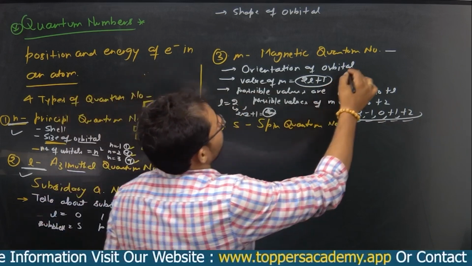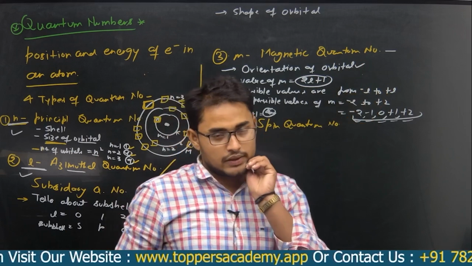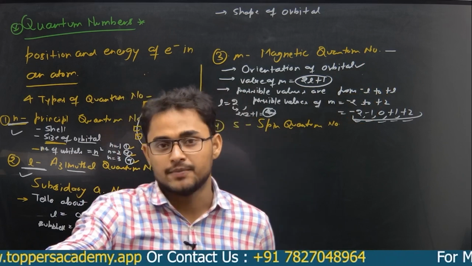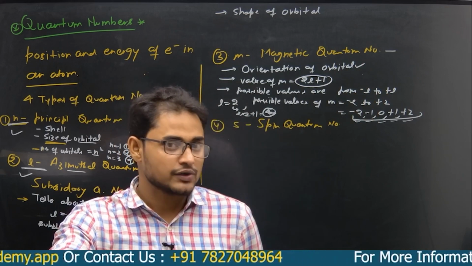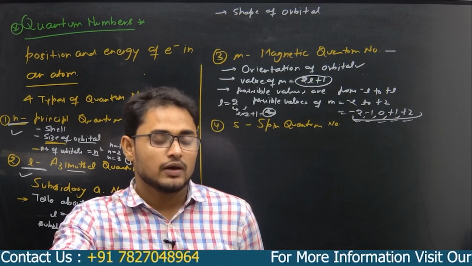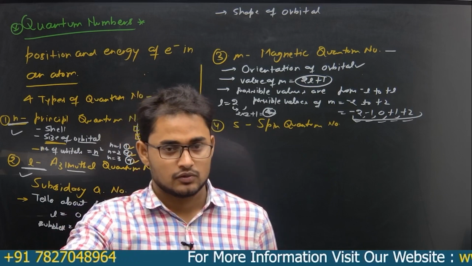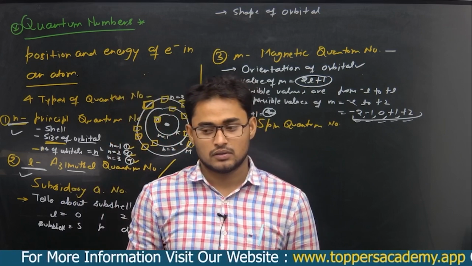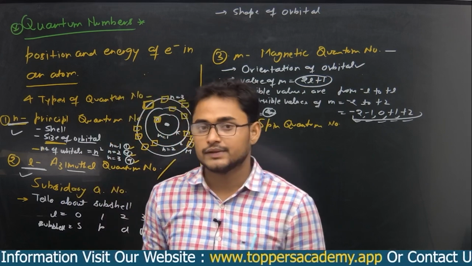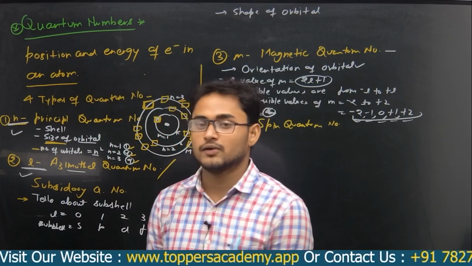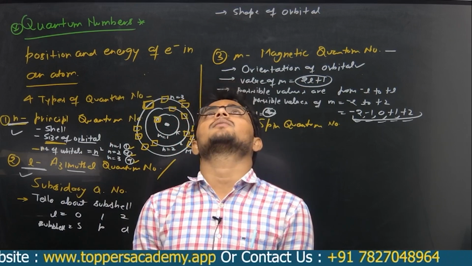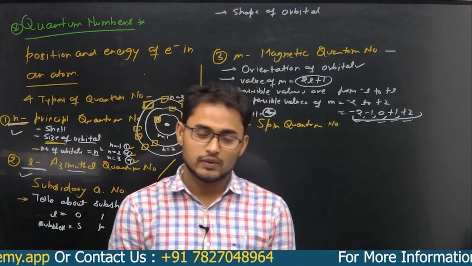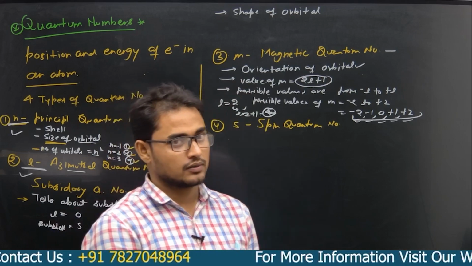And what is the meaning of orientation? Suppose the value of m, the magnetic quantum number which tells about the orientation, is 3. So it means it can have 3 types of orientation, like this type of orientation, this type of orientation, and this type of orientation. So it will tell about the possible orientations.